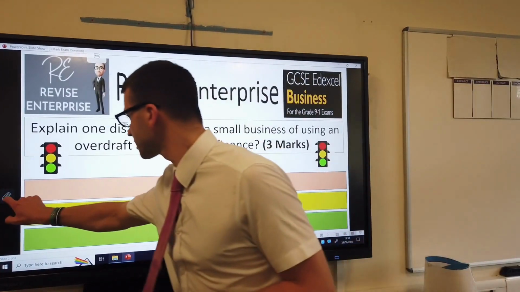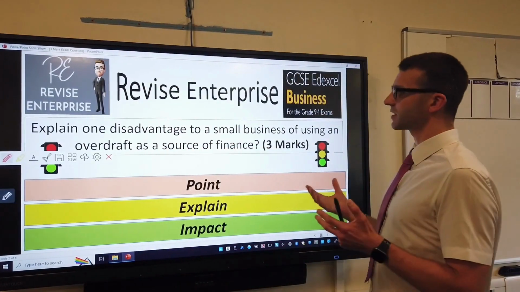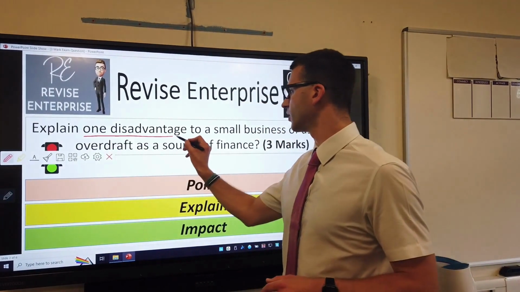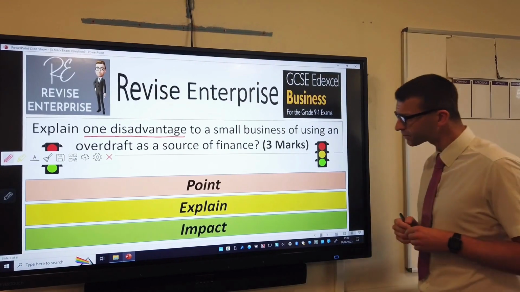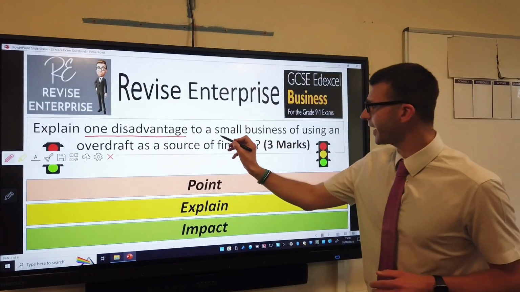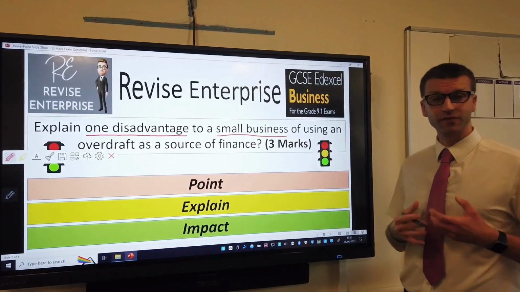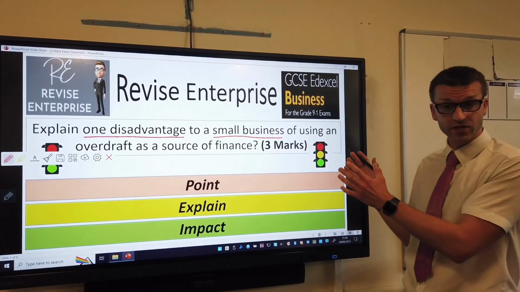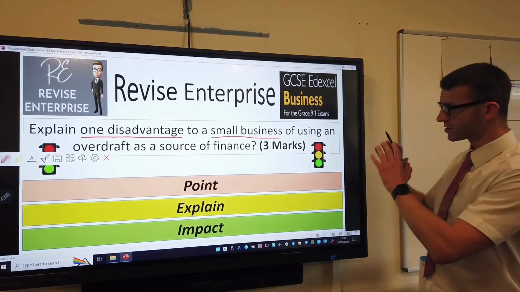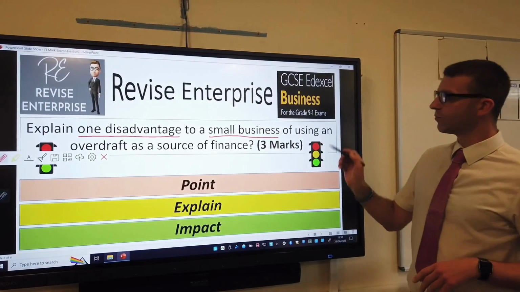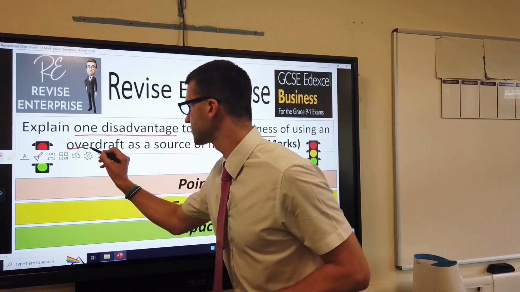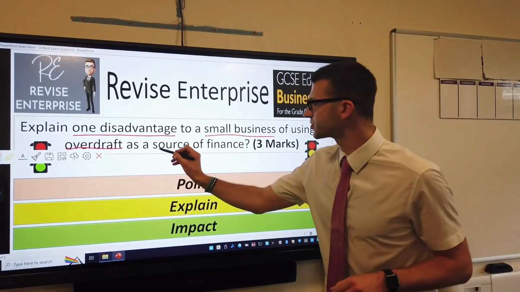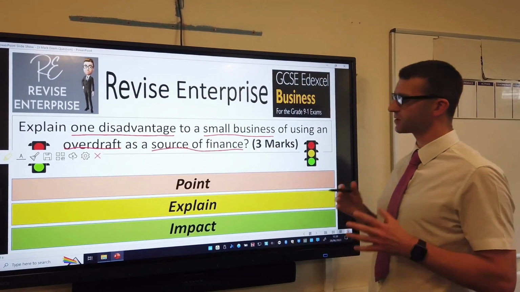So I'm just going to switch on the board for a second and let's have a look at some of the keywords here that we can underline. So one disadvantage, first of all, is a keyword we can underline. We're relating our answer back to a small business, so it doesn't have to be a specific business. Of course, this scenario here is not based on a case study, it's just a general question. So we can relate it back to a small business. We need to relate our answer back to an overdraft, so we can underline that. And then of course we're talking here about the concept of a source of finance. So how is the business actually funded?